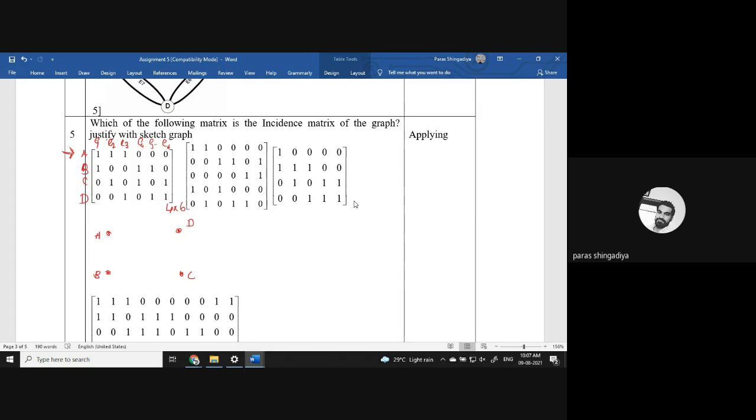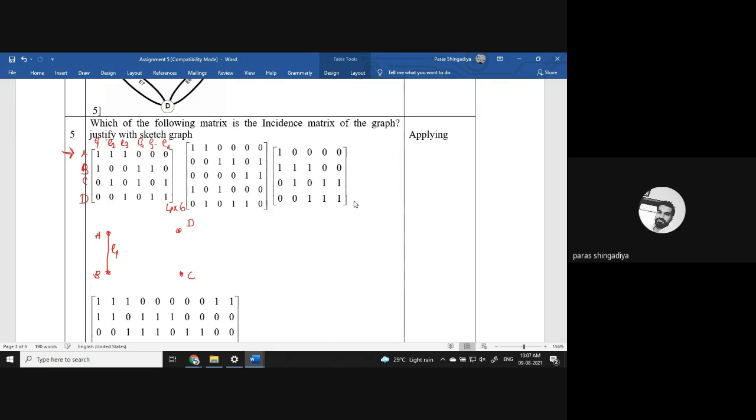That depends on where the 1s are. Clear? So one 1 is mapped to A and one is mapped to B, meaning the 1s are in the first and second rows of the first column. So what does it mean? We will connect A and B and say this edge notation is E1.